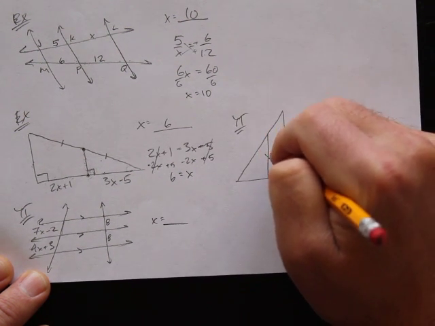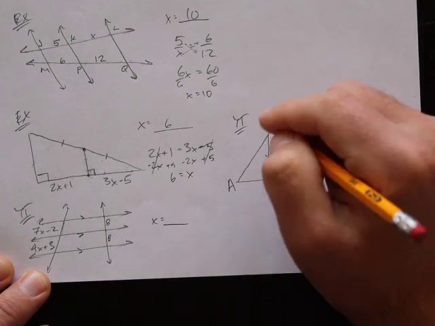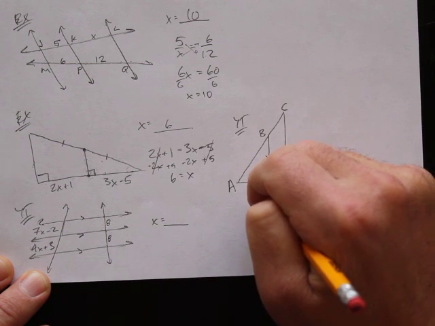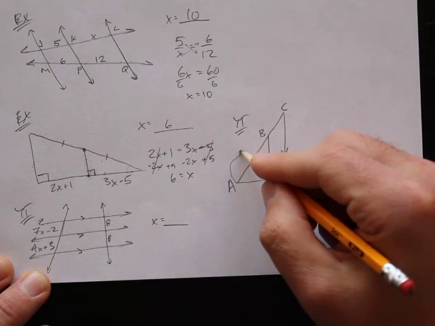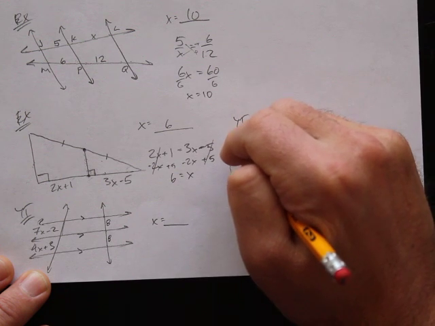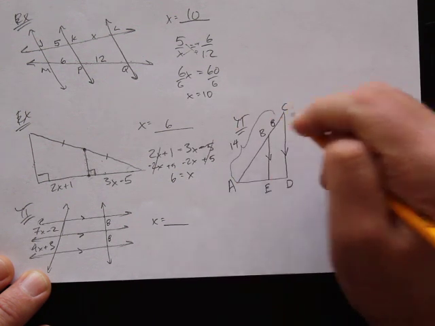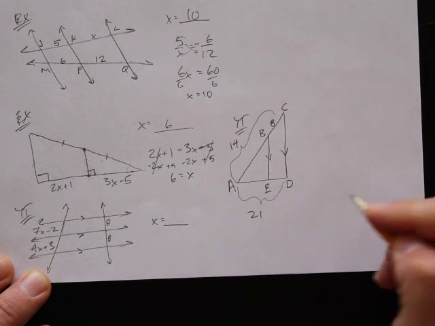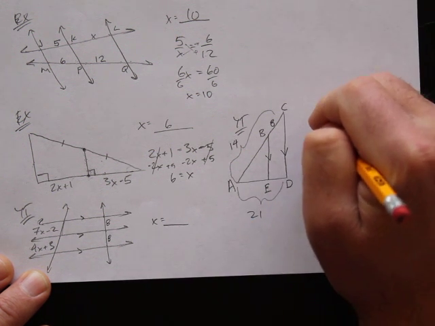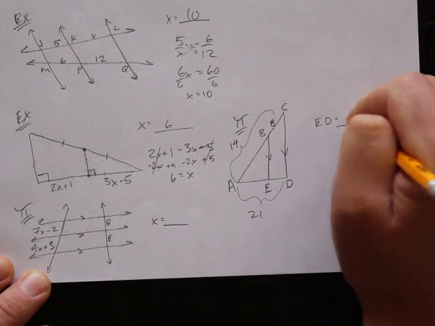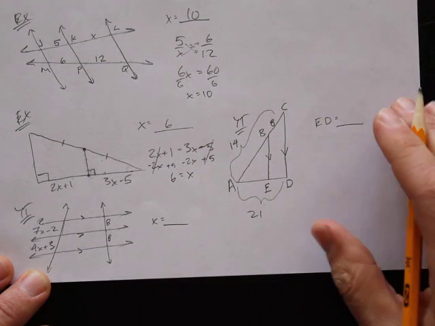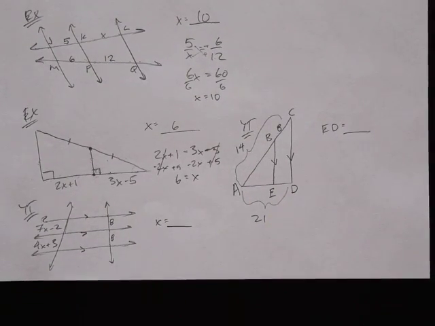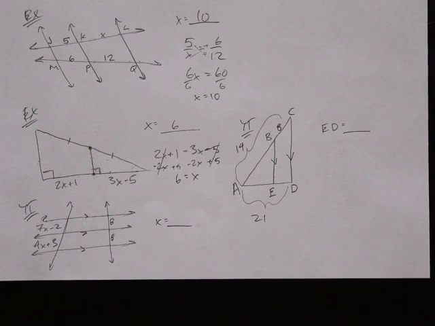Okay, these are parallel lines. This is A, B, C, D, E, all the way around. AC is 14, BC is 8, and AD is 21. So I want to know what is the measure of ED. All right. There are your two U-tries. Go ahead and pause and get to work on those two. Go.